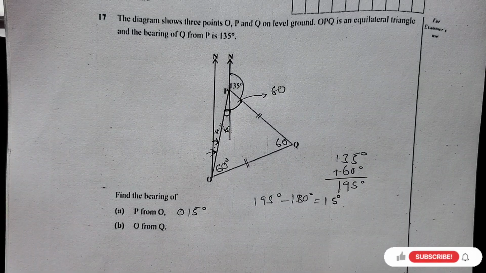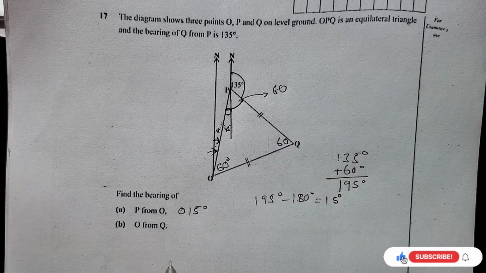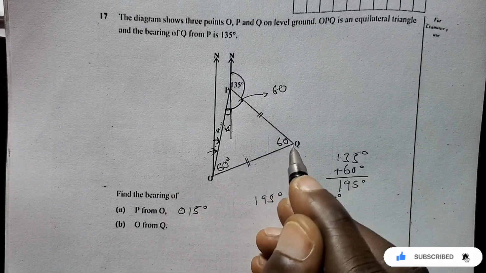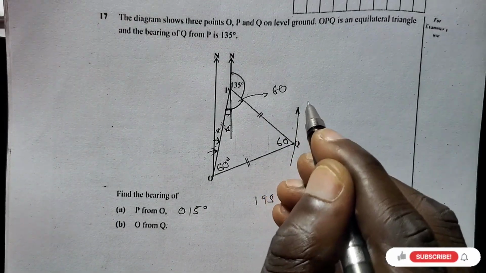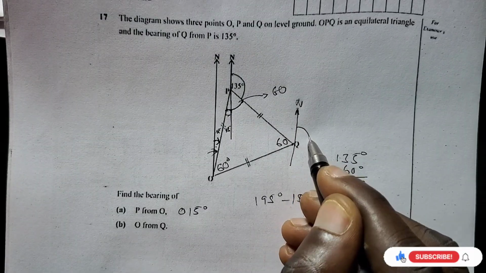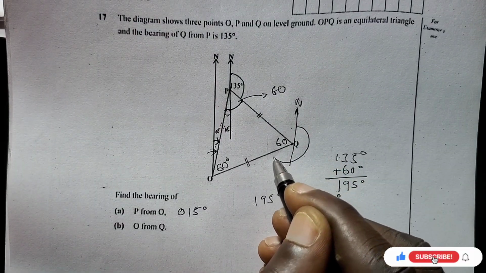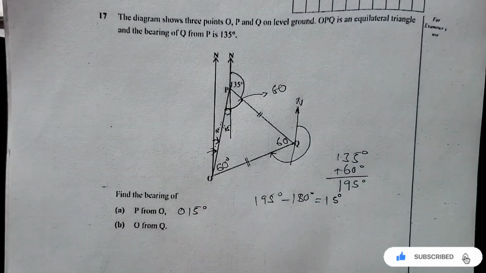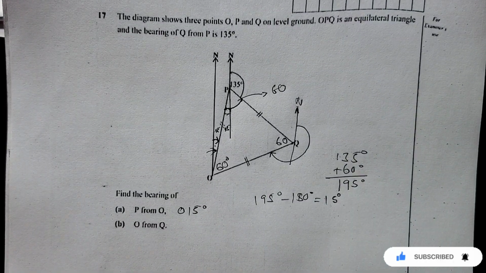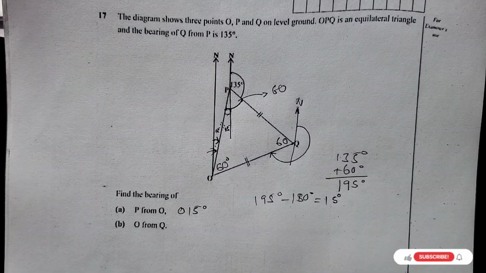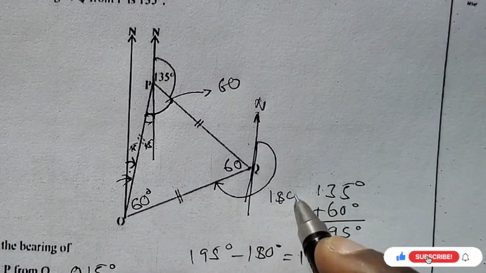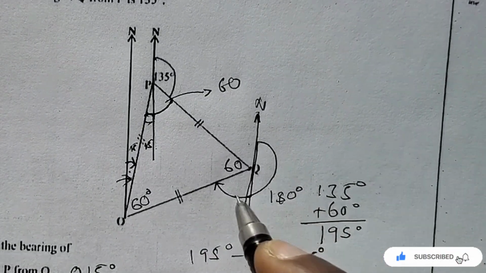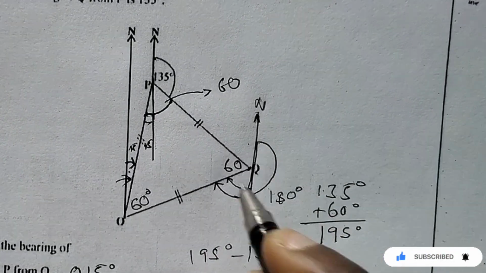What's the next question? The next question is saying, find the bearing of O from Q. O from Q. So where there's Q here, we're going to draw the north, like this. Then draw a line clockwise up to the line connecting O and Q. Now take note here that this straight line here is 180 degrees. Now what is the value of this angle from here up to this point here?